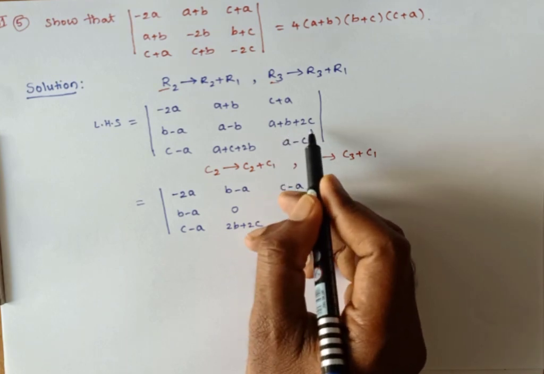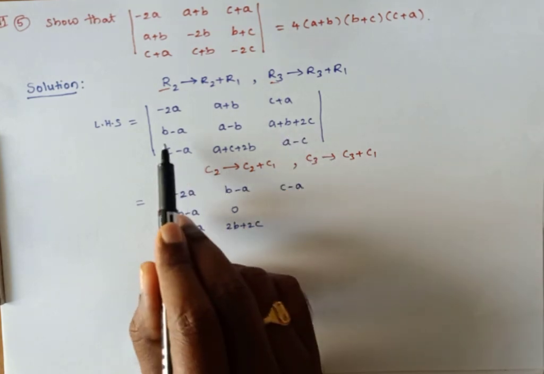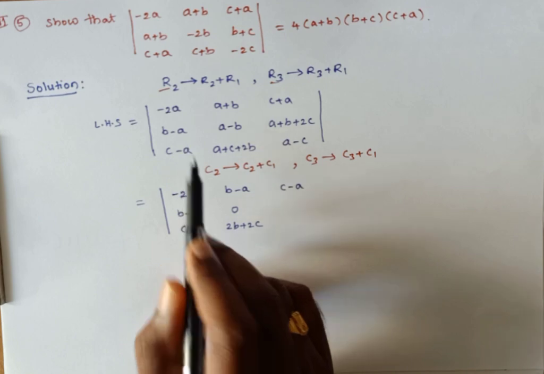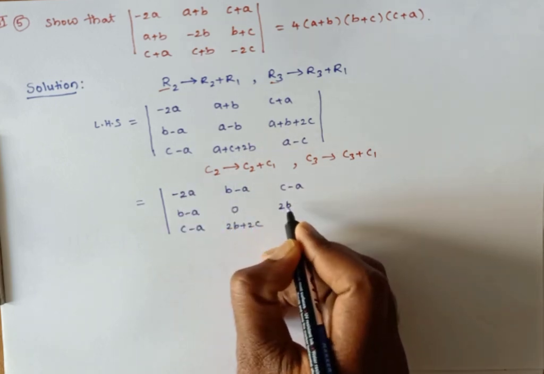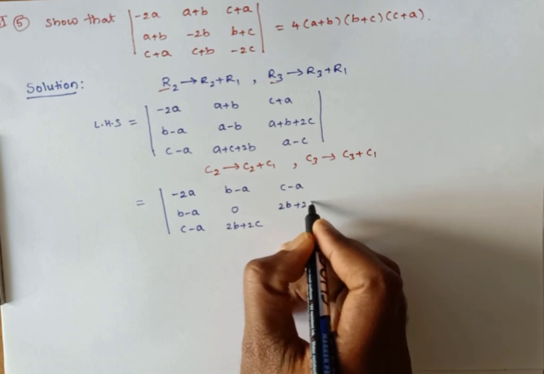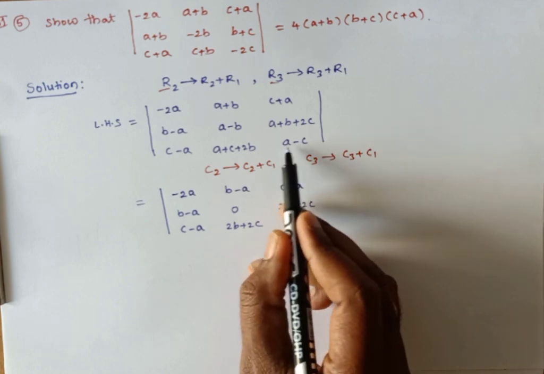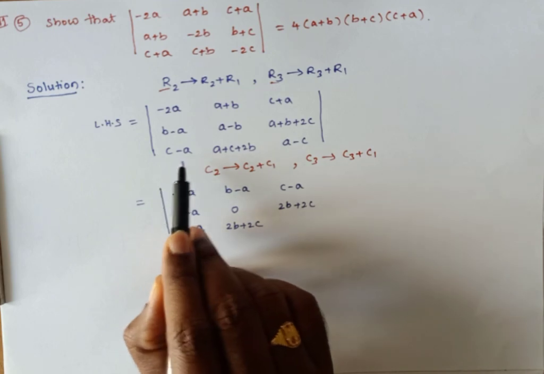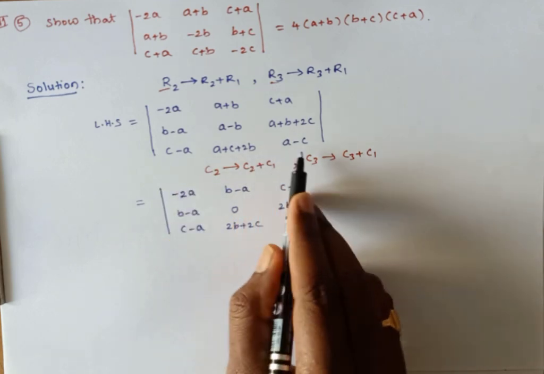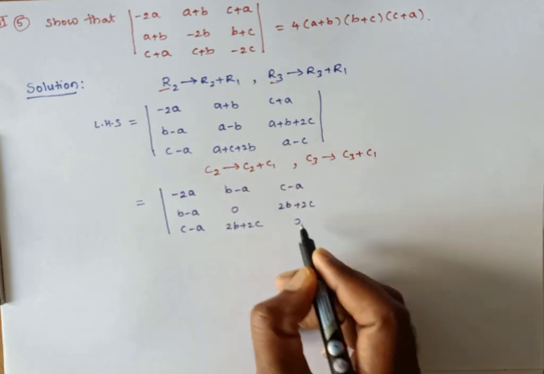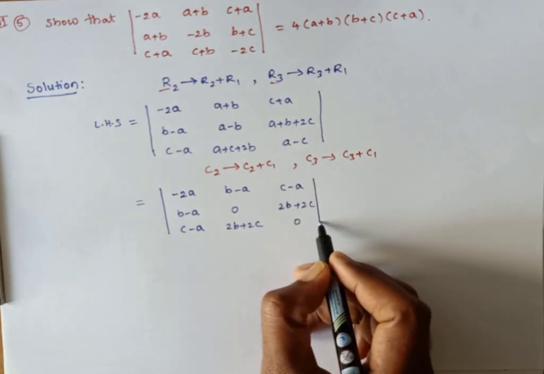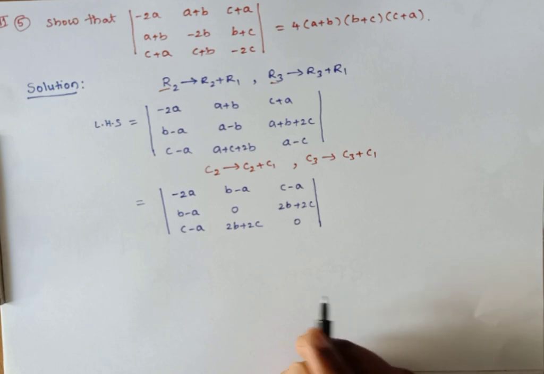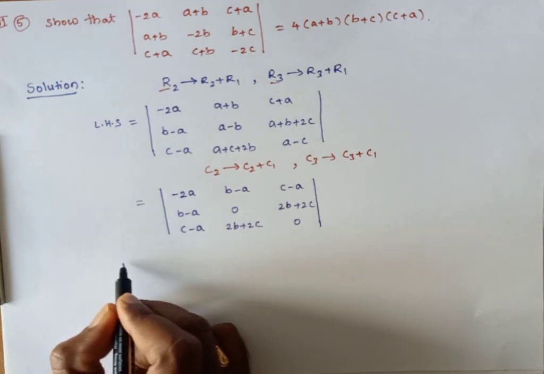A plus b plus 2c plus b minus a. This is again of the form 2b plus 2c. Next, a minus c plus c minus a, means they are in opposite form. It is 0. Right. Now, so next, you can apply the definition.